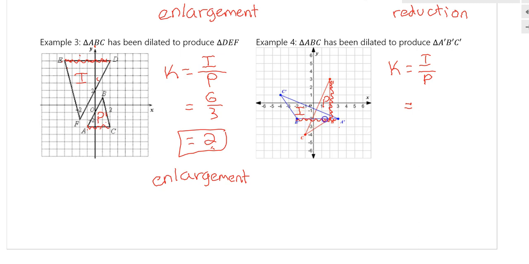I have 1, 2, 3, 4, 5 in my image. 1, 2, 3, 4, 5 in my image, or my pre-image. 5 divided by 5 is 1. So this is not getting bigger or smaller, it's stayed the exact same size. This is congruent.